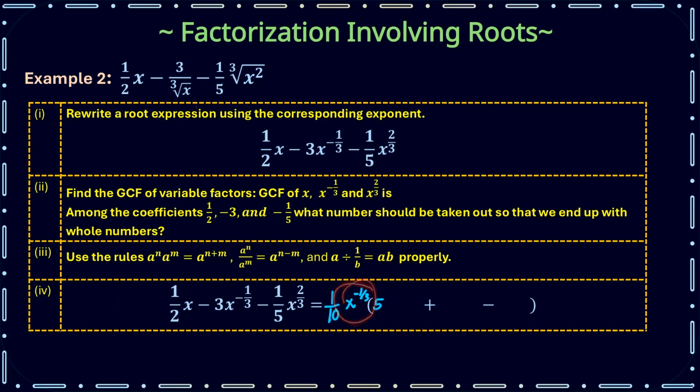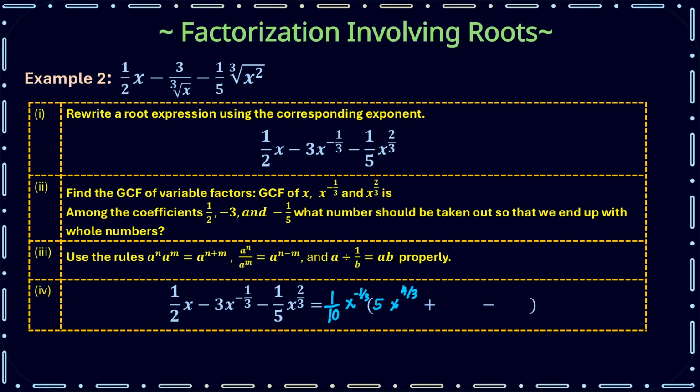And when you're taking out x to the negative 1/3 out of x, remember you are subtracting the exponents. So the power of x is 1. We're going to do here 1 minus negative 1/3, which turns into 1 plus 1/3. Again, you can think of 1 as 3/3 plus 1/3. That gives you 4/3. 3 plus 1, that's 4 out of 3. So the variable part is x to the power of 4/3.